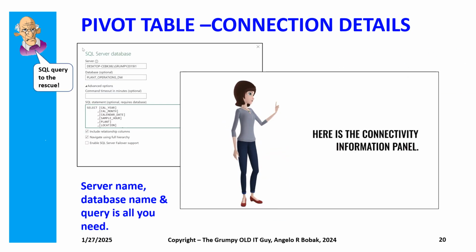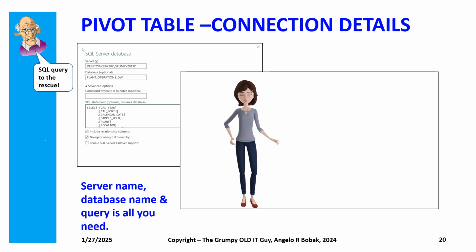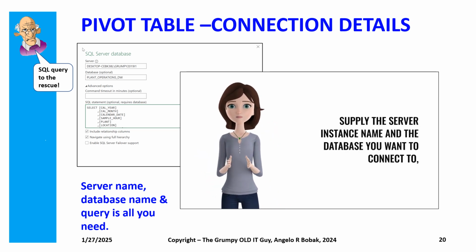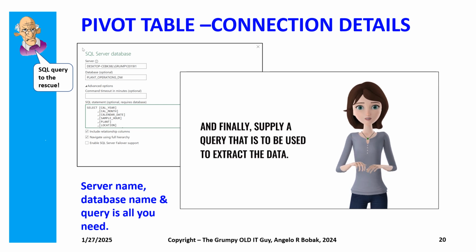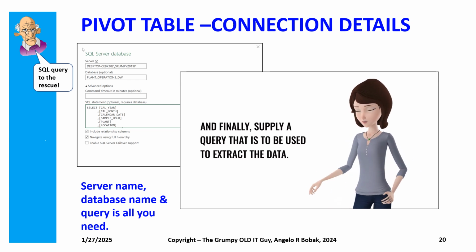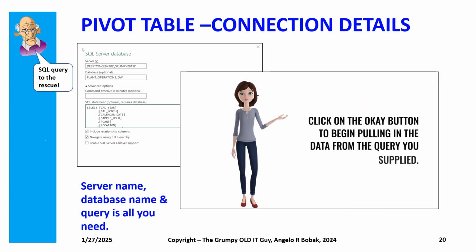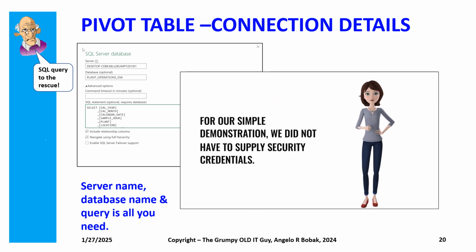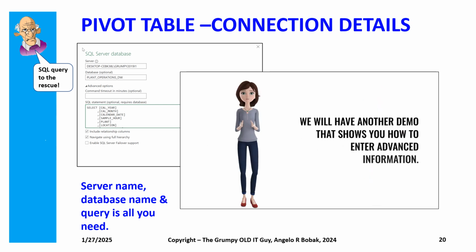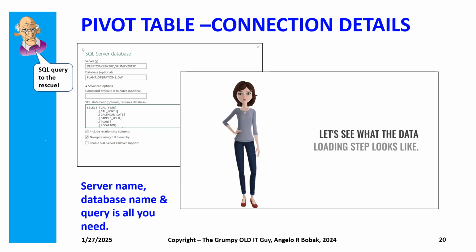Here is the connectivity information panel. Supply the server instance name and the database you want to connect to, and finally, supply a query that is to be used to extract the data. Click on the OK button to begin pulling in the data from the query you supplied. For our simple demonstration, we did not have to supply security credentials. We will have another demo that shows you how to enter advanced information. Let's see what the data loading step looks like.